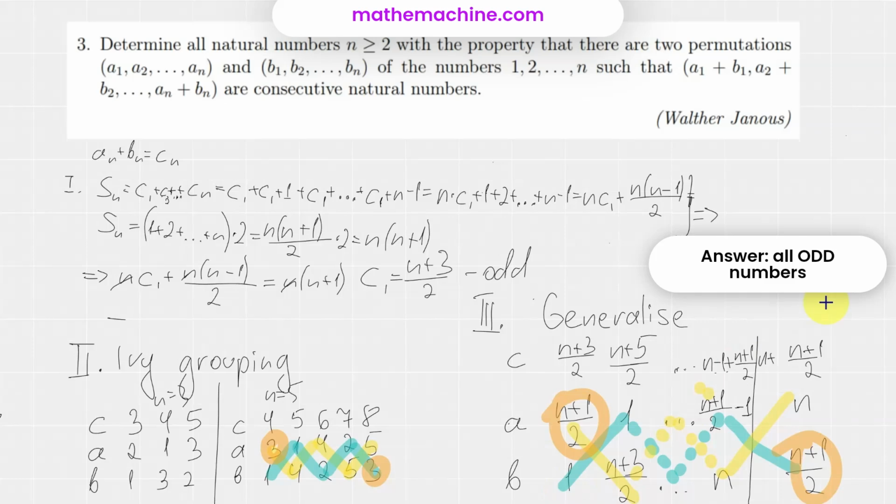We found the numbers for which it could work, and we realized the algorithm of how to actually make it work. So we made it work. Therefore, the answer is all odd natural numbers. And this finishes everything.